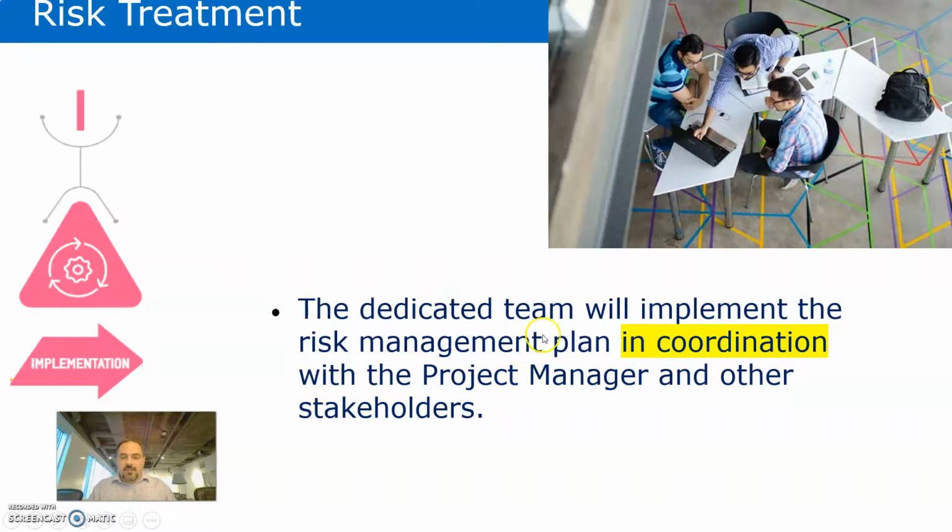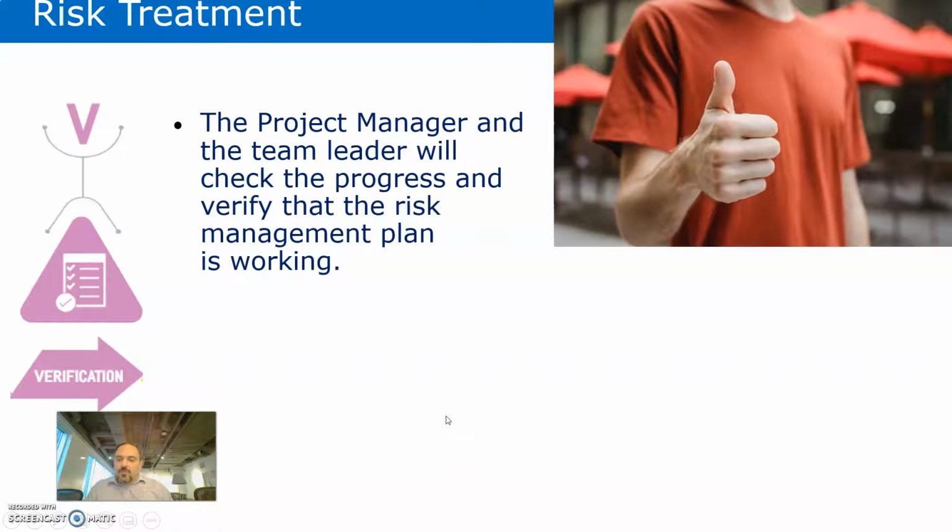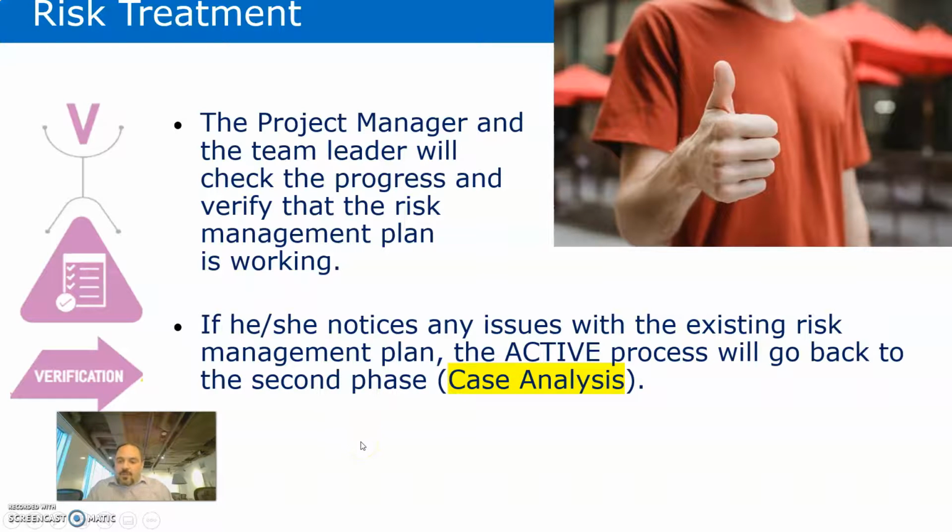Okay, so the dedicated team, now you have a team, they have plans, they have resources, they will implement the risk management plan in coordination with you or the project manager or other stakeholders and decision makers. And the next stage is verification. Okay, you always need to make sure that you are on the right track. The executive director or the project manager and the team leader will check the progress and verify that the risk management plan is working. Because if it is not working, you don't need to continue until the end, right? So this is why we have this verification phase.